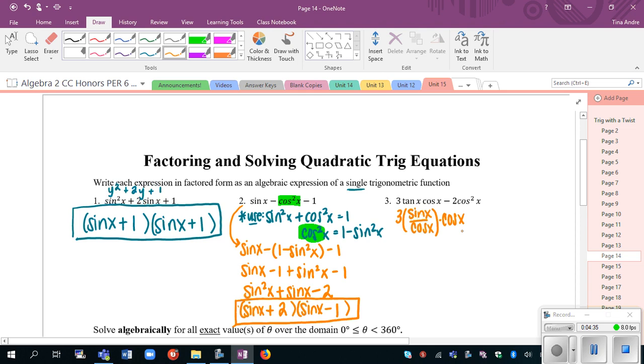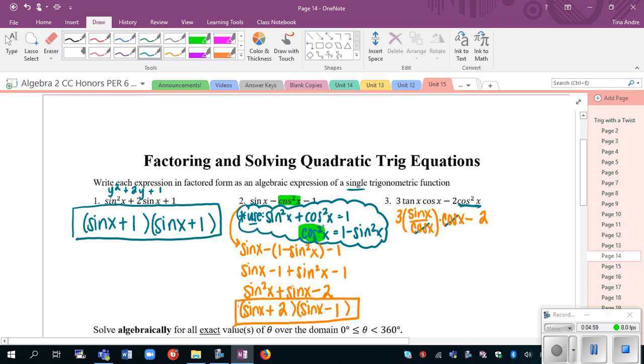And then this minus 2 times cosine squared. Well, right away, I know that these are going to cancel out the cosines. So now I actually have sine and cosine again. So since I have a cosine squared, I'm going to go back and use the same thing I used on problem 2. I'm not going to rewrite this since I have it right next to it.